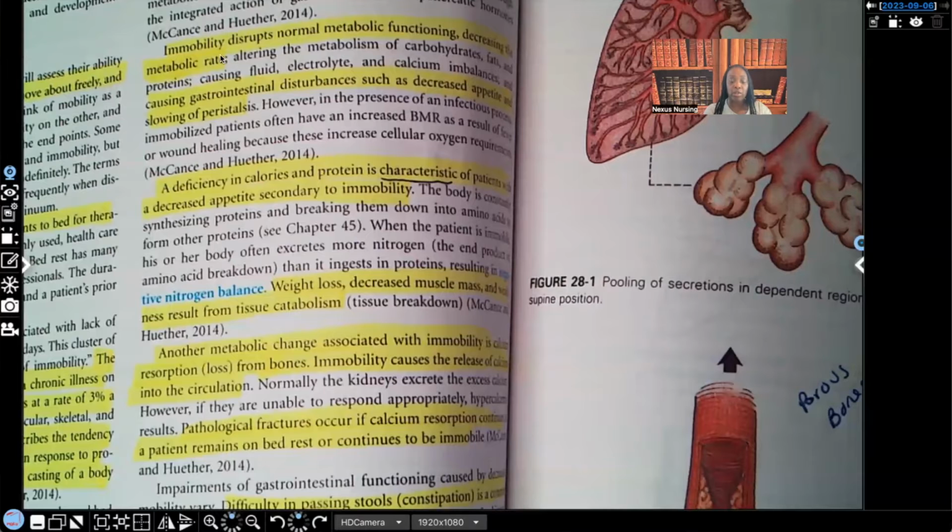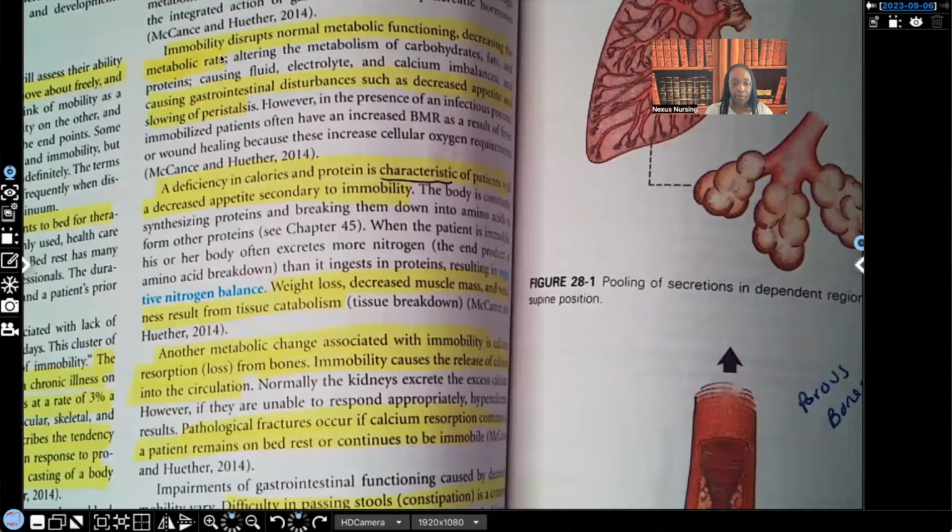But for now, you need to understand, patient not moving can cause bone loss. It can cause the bone to become more porous. It can cause calcium to leave the bone where it's supposed to be. Immobility causes the release of calcium into circulation. So the calcium that was supposed to be hanging out in the bones is now hanging out in the bloodstream. Now imagine all that calcium hanging out in the bloodstream starts to clump up. Before you know, a patient's got kidney stones. But I'm getting ahead of myself.